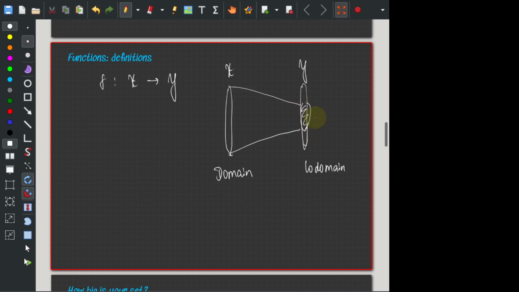And what is this set called? The range. And I'll sometimes refer to the range as f of this set x. By this I mean the set of all y for which, or in other words, the set of all f of x.